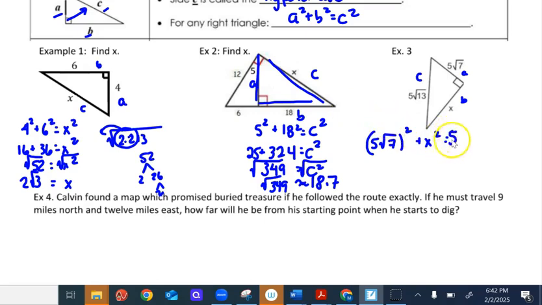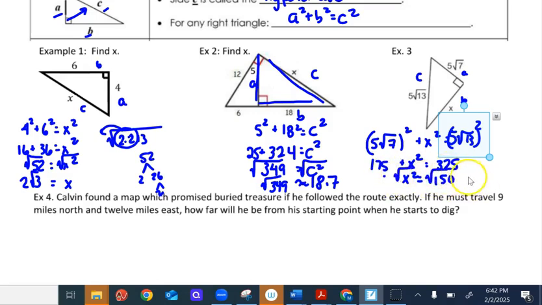What was it? 5 square roots of 13. Okay. This is really a 25 times a 7, so that's 175. And a 325. Square root both sides to free up that x, and 150 is the same as 2, 3, 5, 5. So 5 square root 6 is the answer.